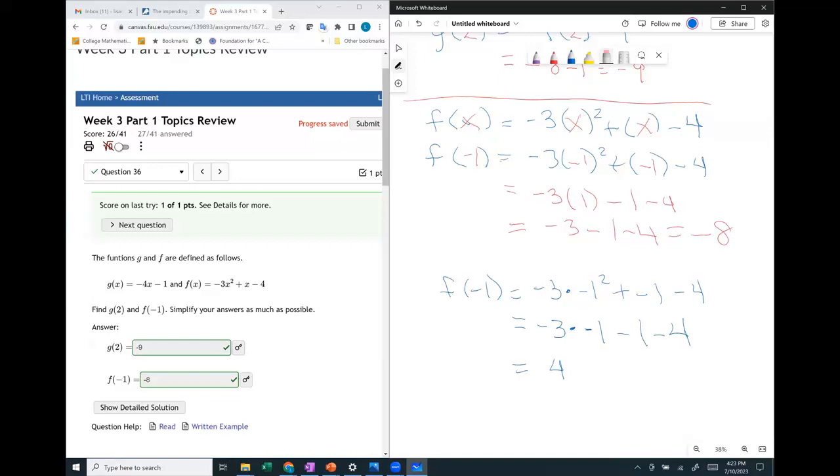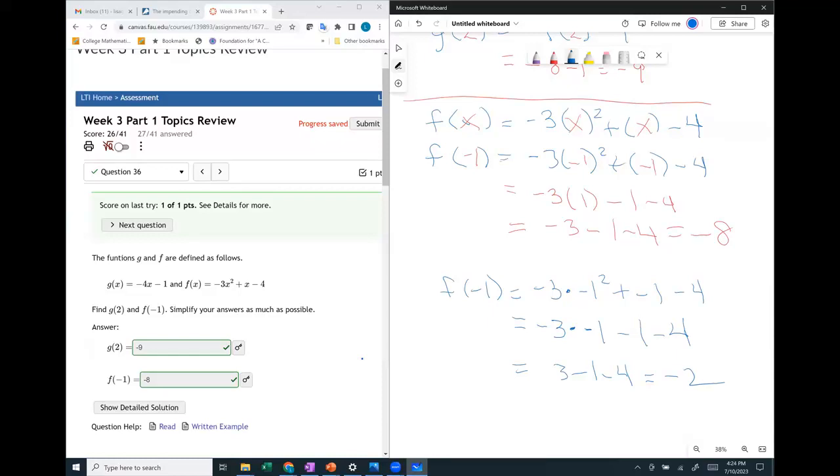Right? Actually, plus 3, because negative times a negative. Minus 1 minus 4, which equals negative 2. Look, it should be negative 8. I got negative 2 because I didn't use my parentheses correctly.